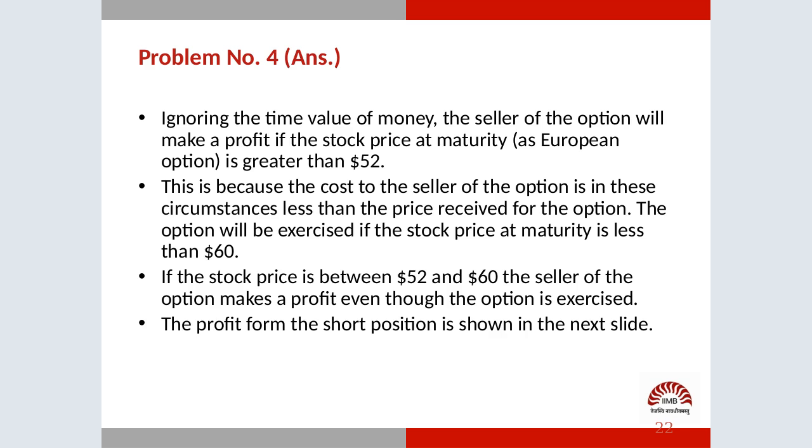If we ignore time value of money, the seller will make a profit if the stock price at maturity of the option is greater than 52. This is because, as you can see, the cost to the seller of the option is in these circumstances less than the price received for the option. The option will be exercised if the stock price at maturity is less than $60, and if the stock price is between 52 and 60, there will be a profit, but it will be a limited profit.